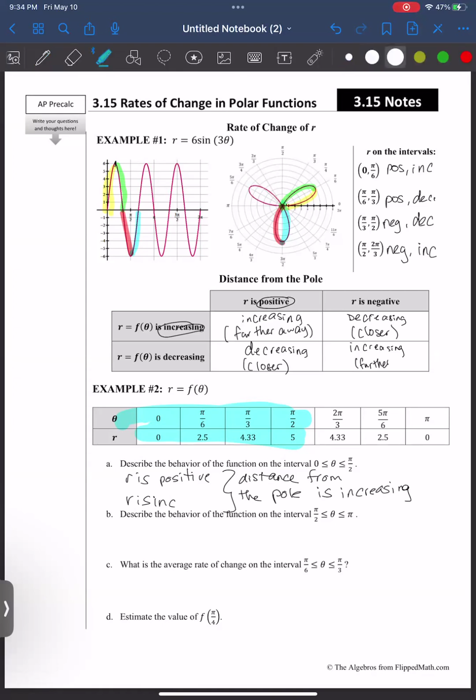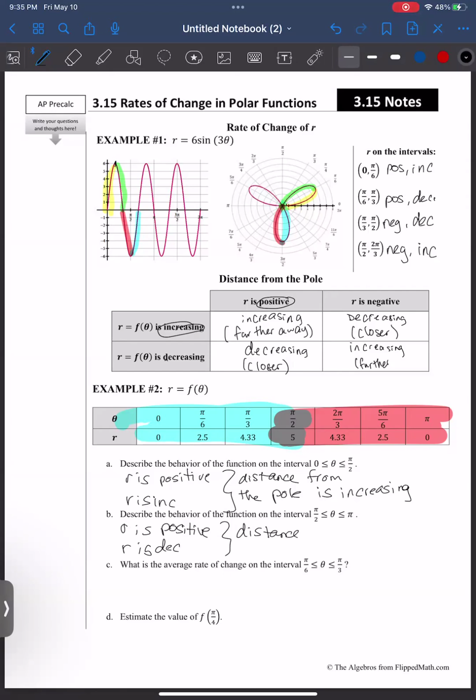I'm going further away. Now let's see, from pi over 2 to pi. My r is still positive, but now it is decreasing. So if it's positive and decreasing, then the distance from the pole is decreasing, meaning that it is going closer.